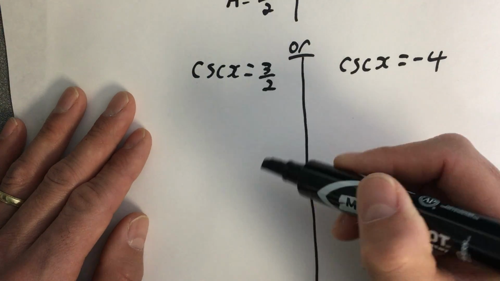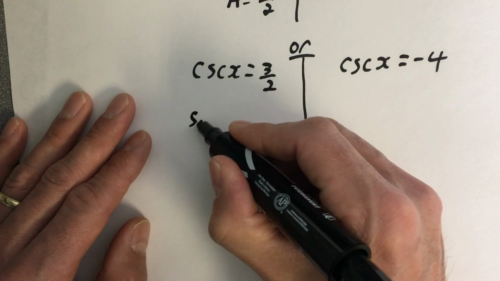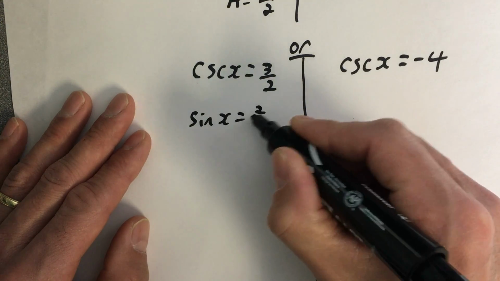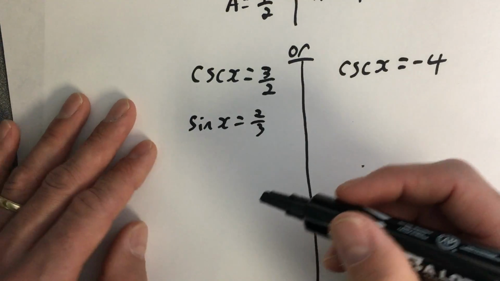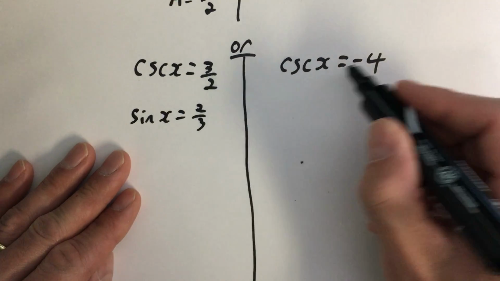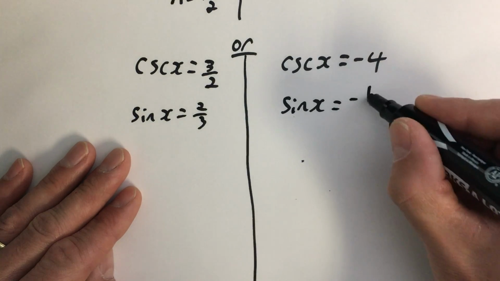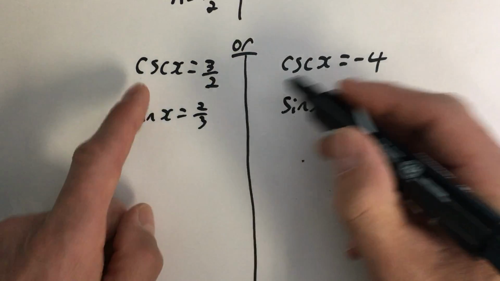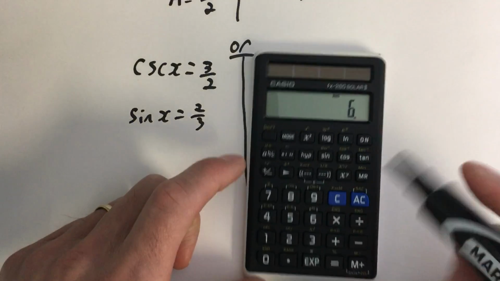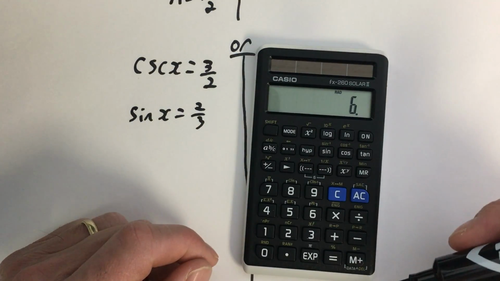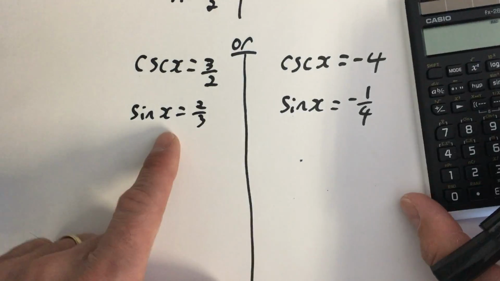Now, if the cosecant of x is 3 over 2, then that means the sine of x is 2 over 3. Because remember, the sine of x is 1 divided by the cosecant. Or if the cosecant of x is negative 4, that means that the sine of x is negative 1 over 4. Why am I converting it from cosecant to sine? Because the calculator I bought will deal with sine, won't deal with cosecant. So we make sure our calculator's in radians.